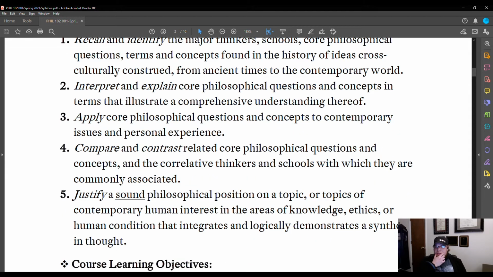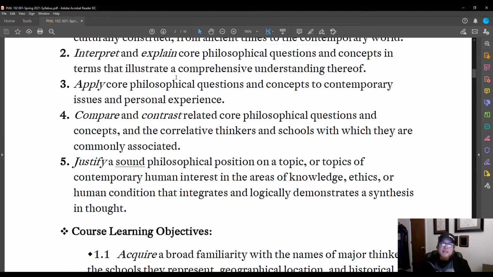Finally, I expect you to justify a sound philosophical position on a topic or topics of contemporary human interest in the areas of knowledge, ethics, or human condition that integrates and logically demonstrates a synthesis in thought. What does that mean? Have a position, back it up. Have a point of view that's not raw opinion. Now, when I say raw opinion, opinions are fine. Everybody can have an opinion. An opinion is different from a sound philosophical position. So when you're writing or you want to make a philosophical point or you want to stand for a position, simply back up what you're saying.